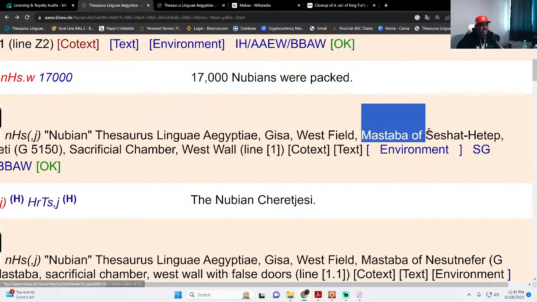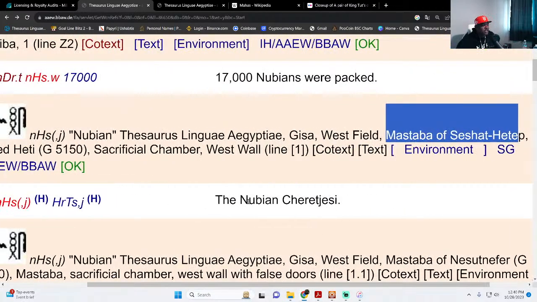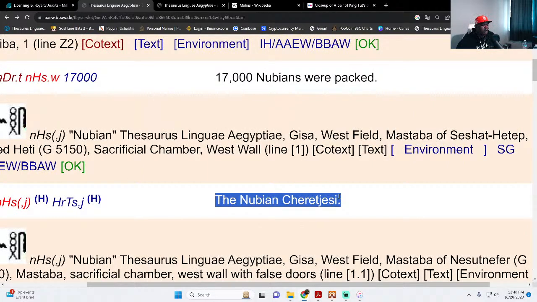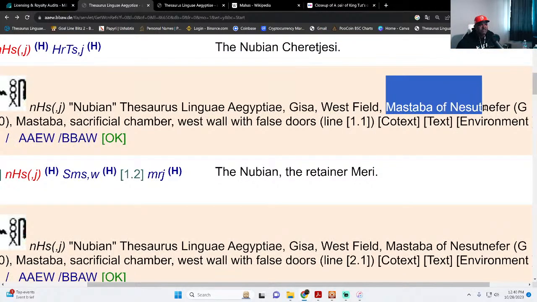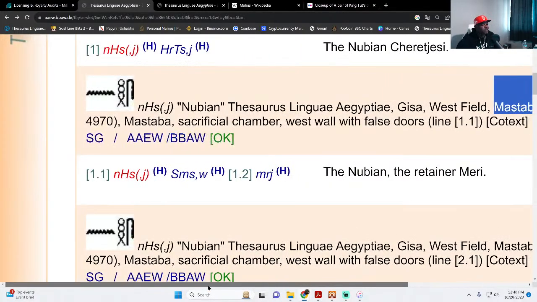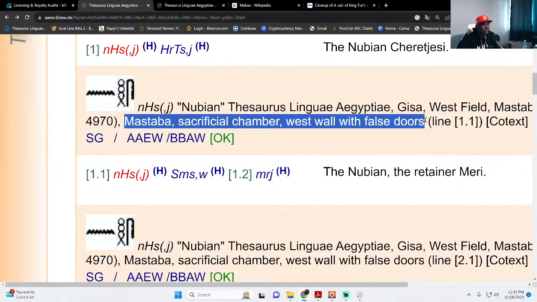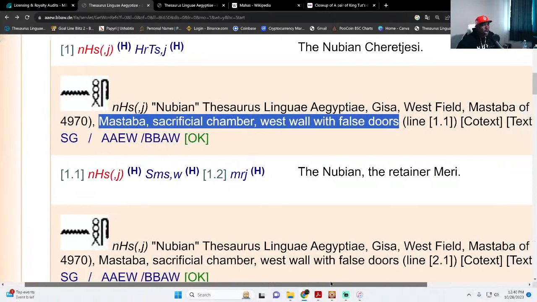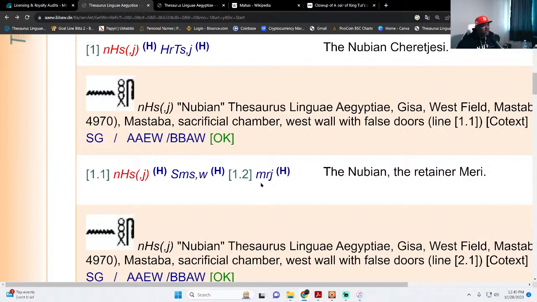But you know anything written into a mastaba in this time period, you should be able to deduce that that ain't just no commoner. But now look, here's another mastaba, the mastaba of Nisut Nefer. Okay? So it'll be the mastaba of the beautiful king, or the good king. And in this mastaba in the sacrificial chamber on the west wall with false doors, line 1 and 1, we read Nehesi Shemesh Shimsu Mer.